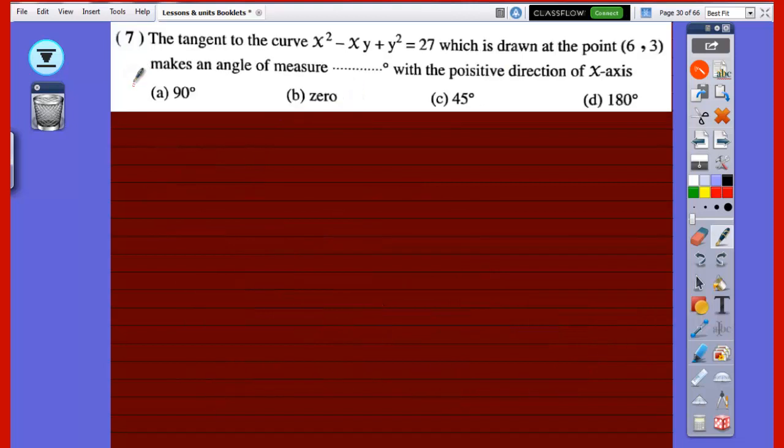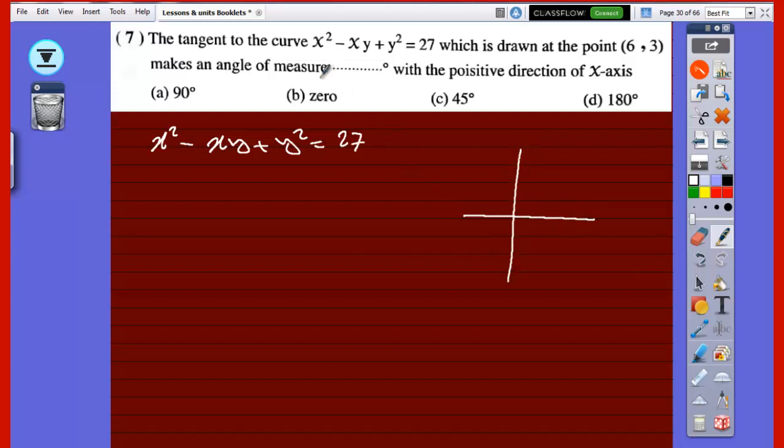Next question number 7. The tangent to the curve x² - xy + y² = 27, which is drawn at the point (6, 3), makes an angle of measure 90, 0, 45 or 180 degrees with the positive direction of the x-axis.